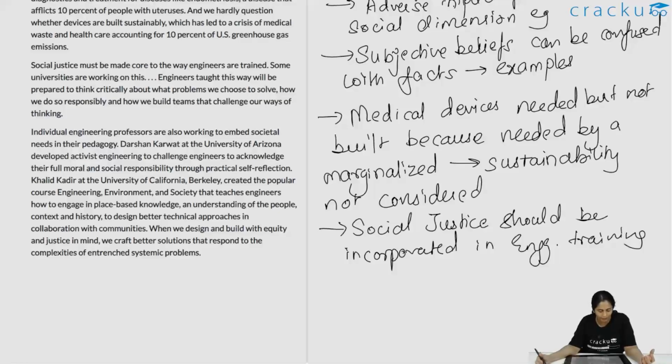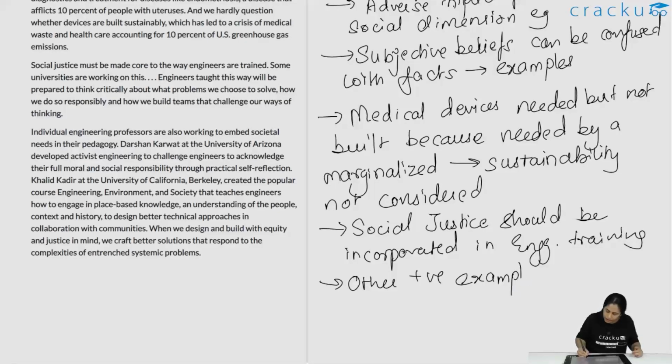When we design and build with equity and justice in mind, we craft better solutions that respond to the complexities of entrenched systemic problems. So here she gives other examples of how people are trying to correct for these issues, how they are trying to balance and incorporate social needs into engineering as such. Other positive examples of people incorporating social needs into engineering training as such.